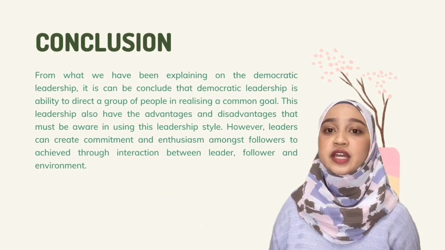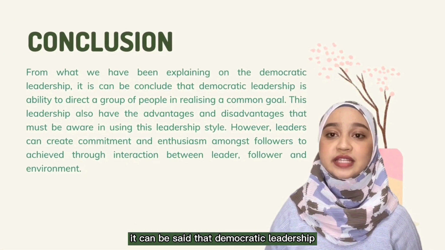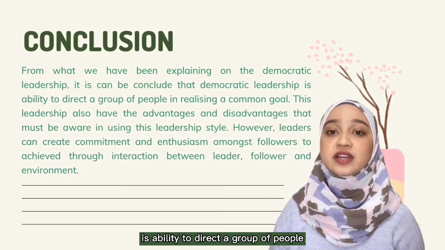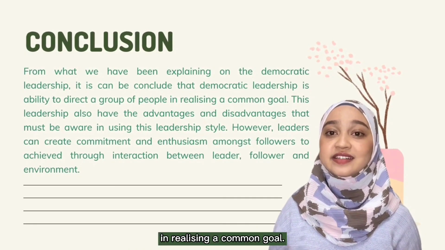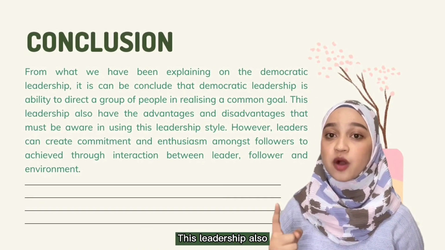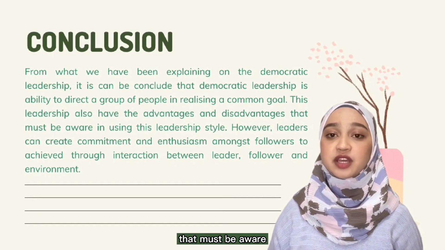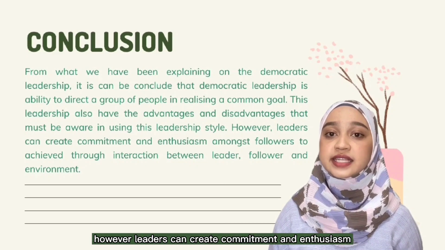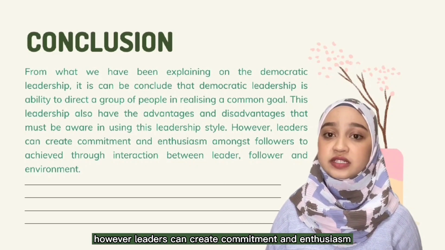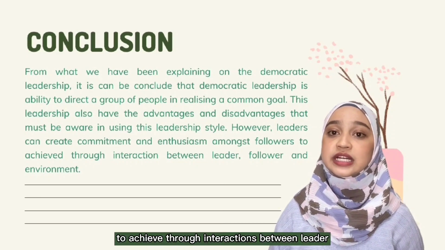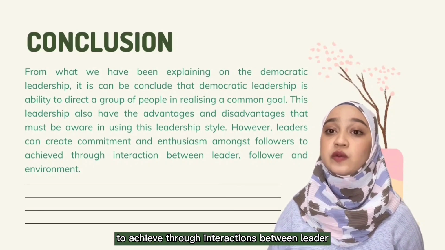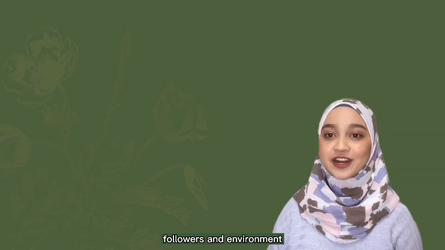For conclusion, it can be said that democratic leadership is the ability to direct a group of people in realizing a common goal. This leadership also has advantages and disadvantages that we must be aware of. However, leaders can create commitment and enthusiasm amongst followers to achieve through interactions between leader, followers, and environment.